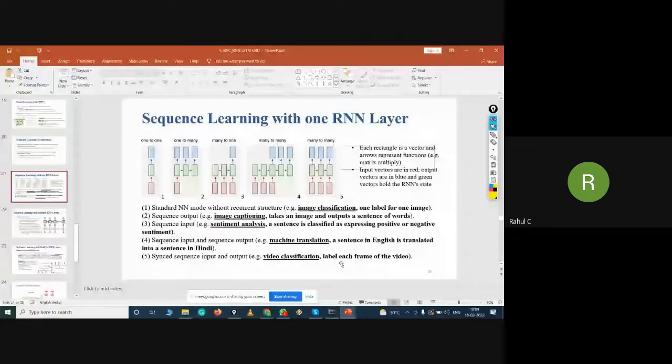Okay, there are some problems that can be solved using this architecture. For example, image classification. Image classification means you need to assign one label to one image. What architecture can you use? The one-to-one architecture, because there is one label for one particular image. So, one-to-one correspondence.